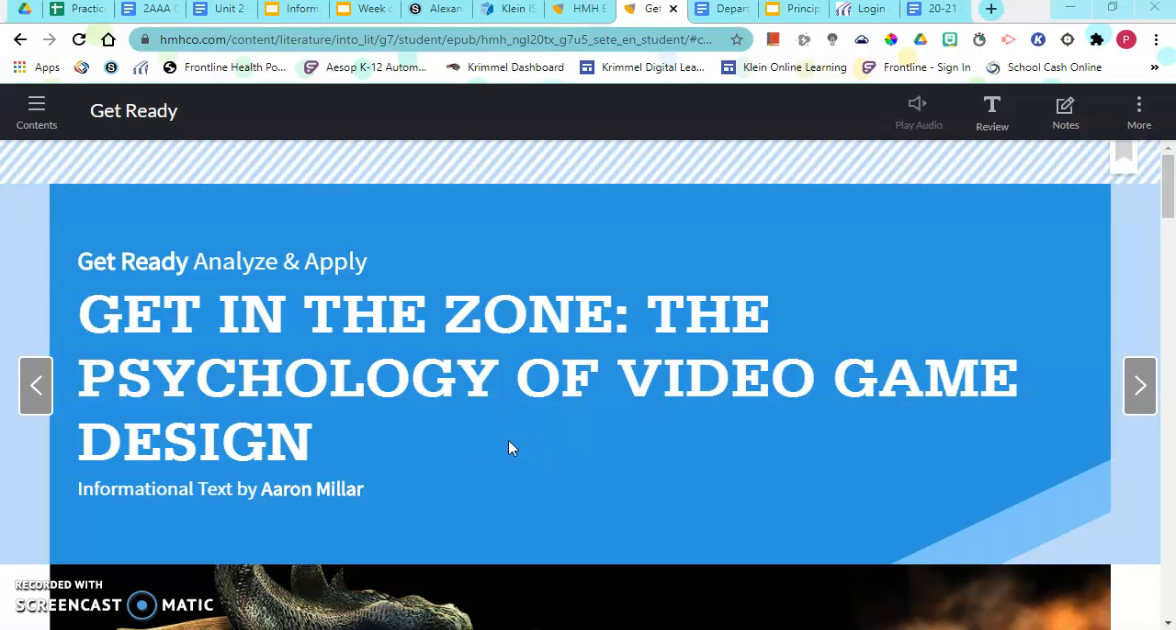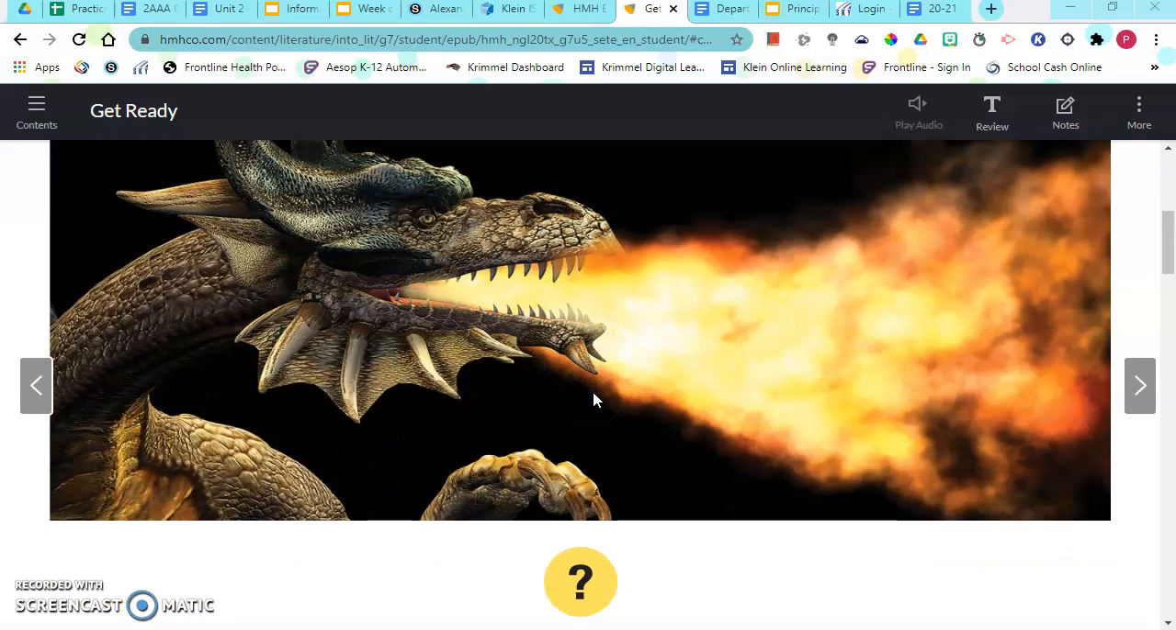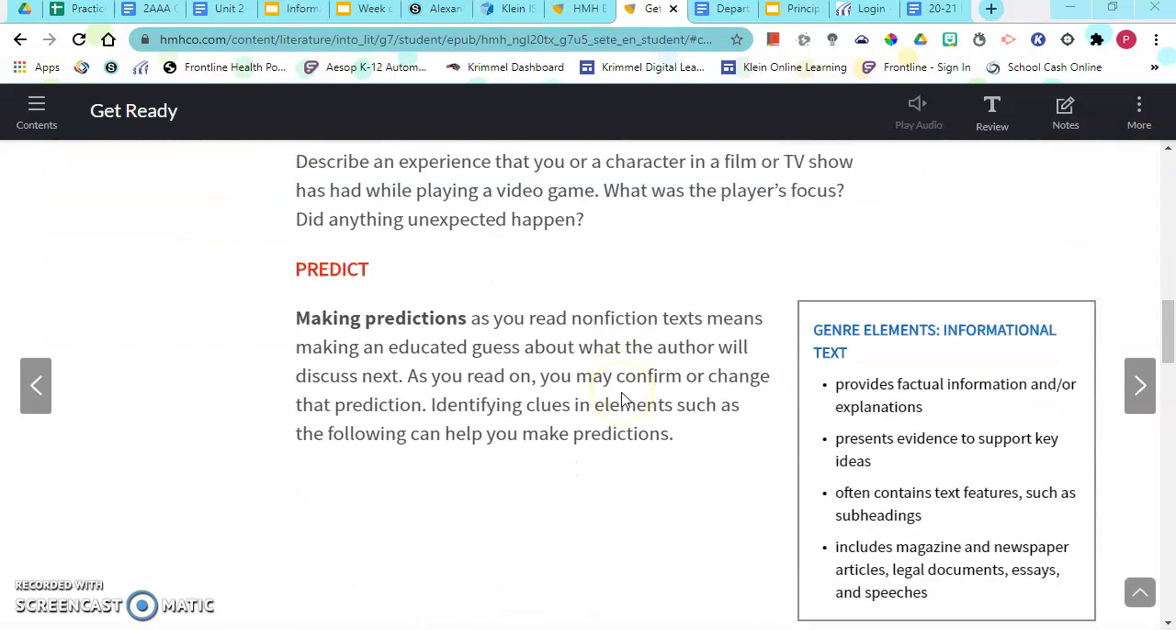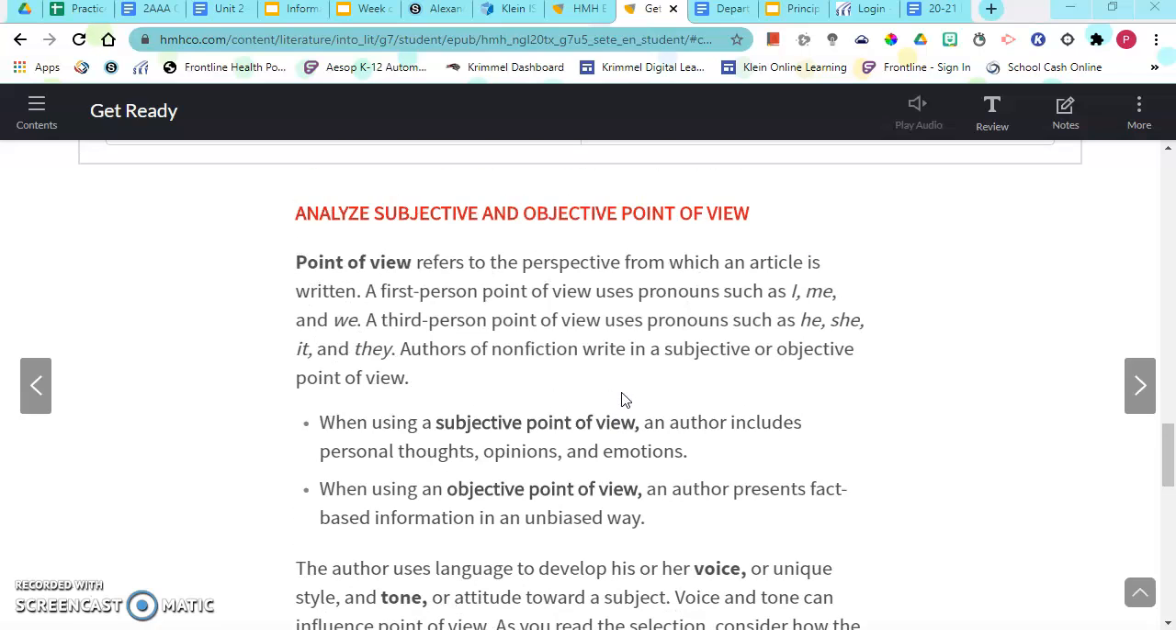All right, so after you've accessed Get in the Zone, the Psychology of Video Game Design at HMH Ed Unit 5, let's take a look at the Get Ready section. Scroll on down, you'll see the image that illustrates this informational text article, and continue scrolling down the page until you get to the section that has the subheading Analyze Subjective and Objective Point of View.